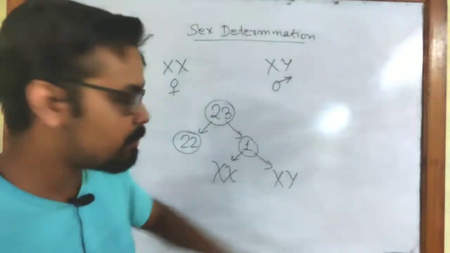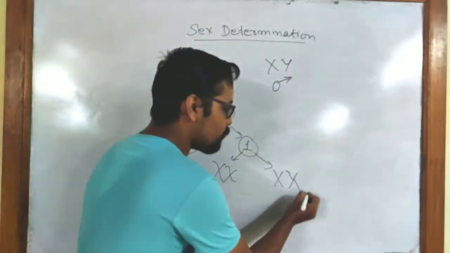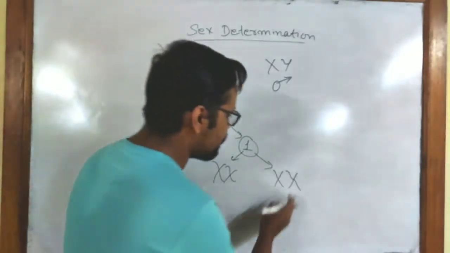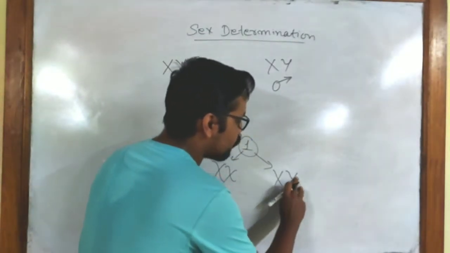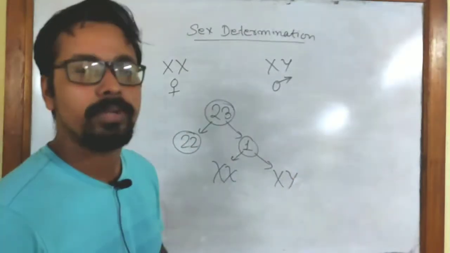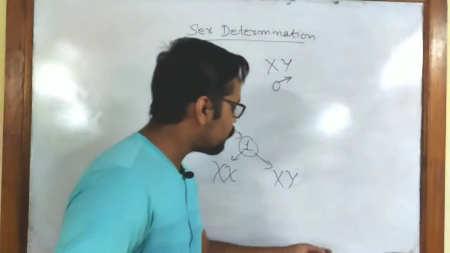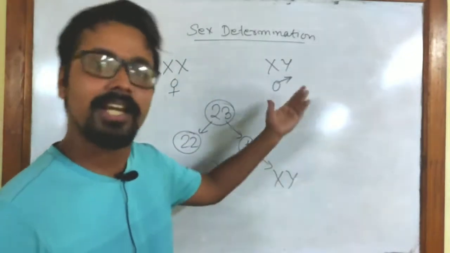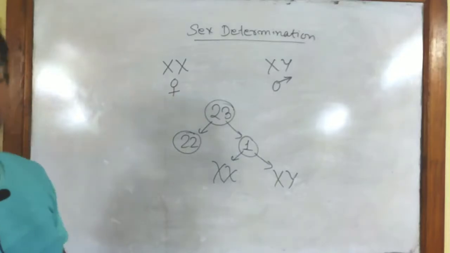Why XY? Y means its original form was like X, but due to some mutation, that is a change in the chromosome, one arm of the Y got deleted. It was removed from the chromosomal part. So as this part was removed, it looks like Y. That's why XY means a male organism, and XX means a female organism.